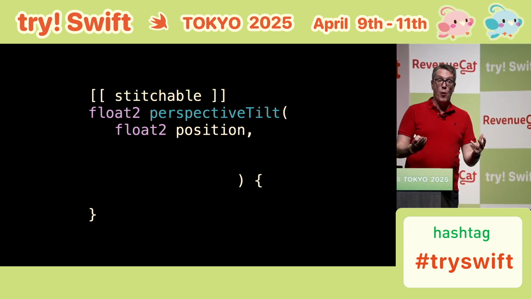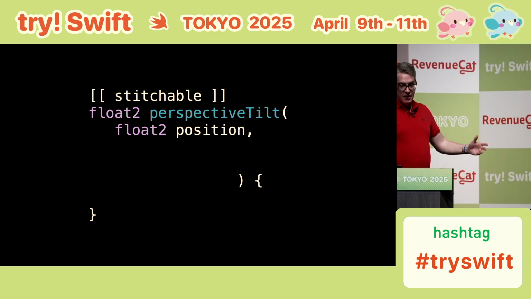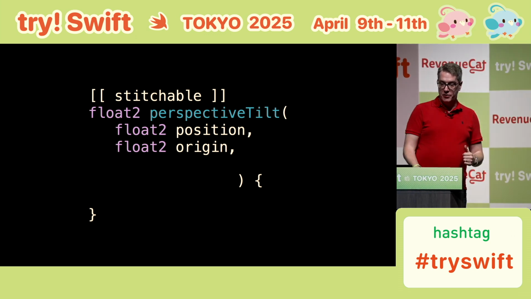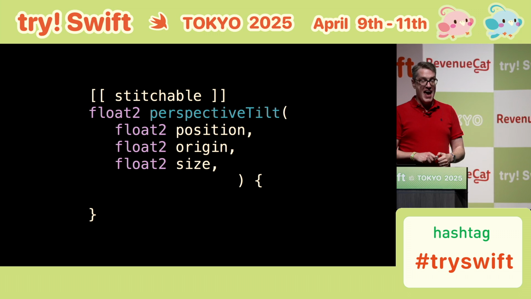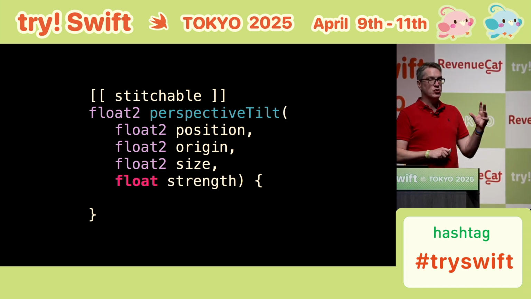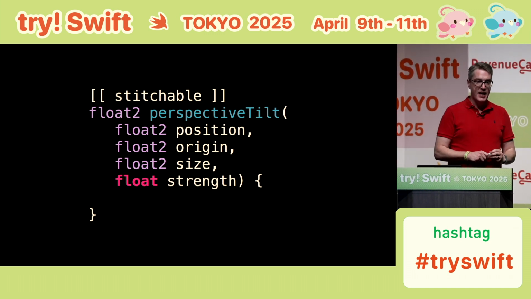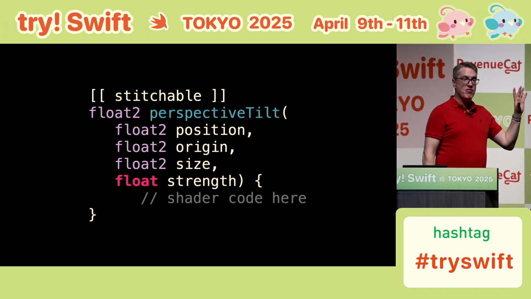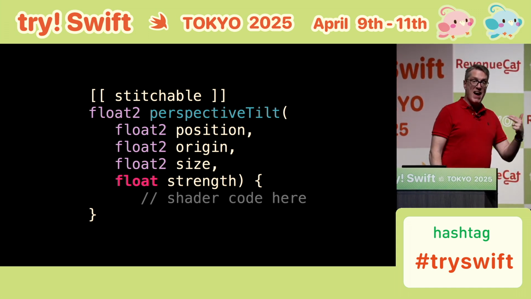It'll accept a whole bunch of parameters. First, the position of the current pixel we're evaluating. Then the overall origin of the whole view. Then the text size we're changing. And then we'll make this thing store how strong the effect should be, how much tilt we want. And that's our function definition complete. The rest is all shader code.